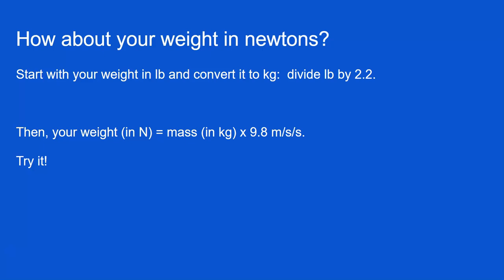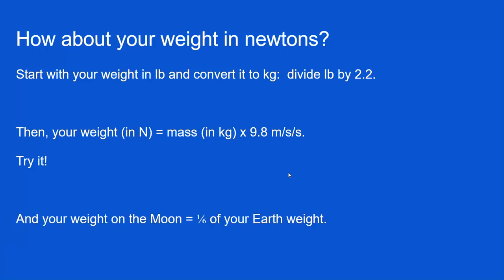Now, on the other hand, if you want to find your weight in newtons, that's pretty easy. Start with your weight in pounds, convert it to kilograms, just divide by 2.2, and then take your mass in kilograms and multiply by 9.8 or 10, and that'll give you your weight in newtons. And if you want to know your weight on the moon, just take 1/6 of the Earth weight, whatever that happens to be.